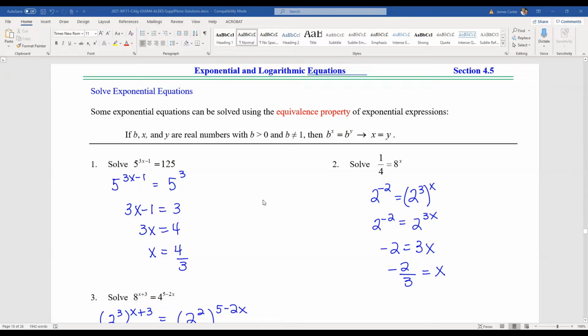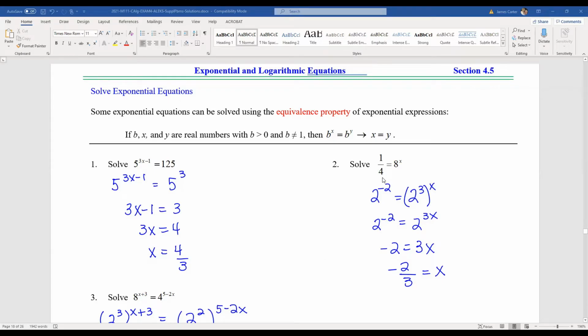This is where we left off at section 4.5 yesterday. We're dealing with solving exponential equations. If you have an equation which has compatible bases, then you want to use that trick. Here you have the same base, so you just simply get 3x minus 1 equals 3, and you solve that equation.